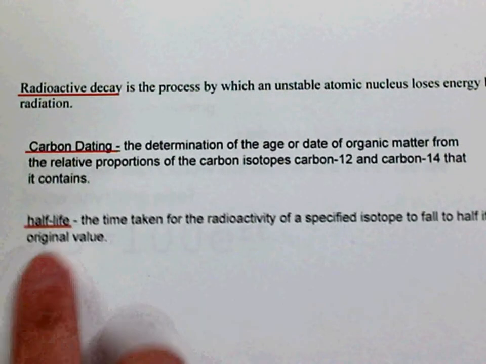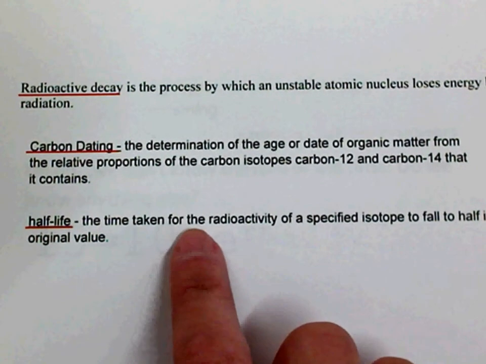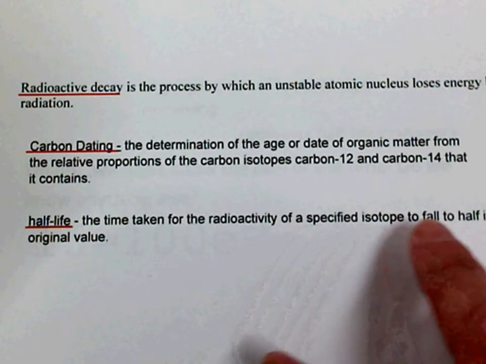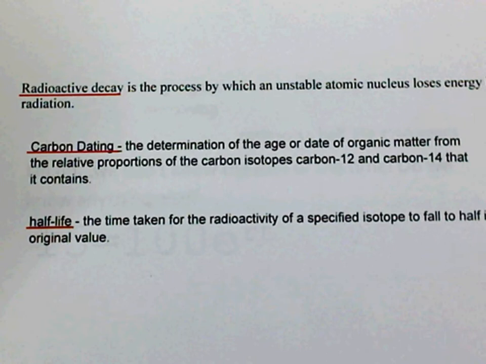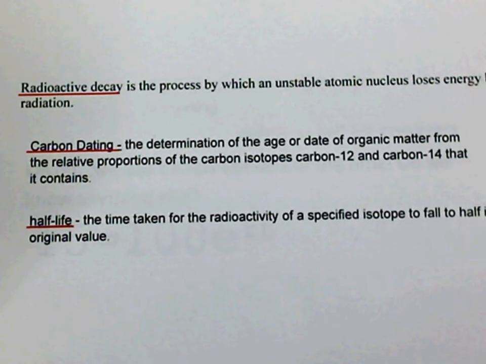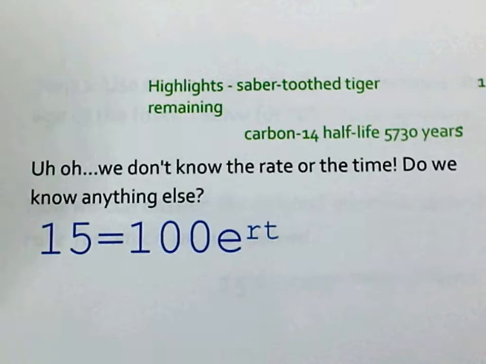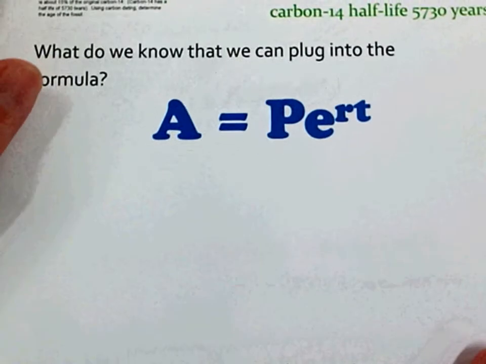Half-life is the time taken for the radioactivity of a specified isotope to fall to half its original value. For example, if you take a medicine and it's good for 8 hours, about 4 hours is the half-life, and then the medicine starts to decay. It's not going to be as potent as it was when you first took it. That's a half-life. All right, so now let's go back to the problem.